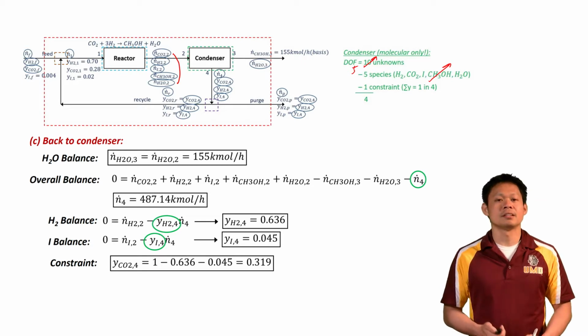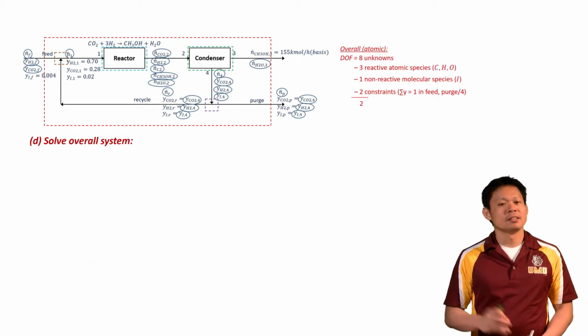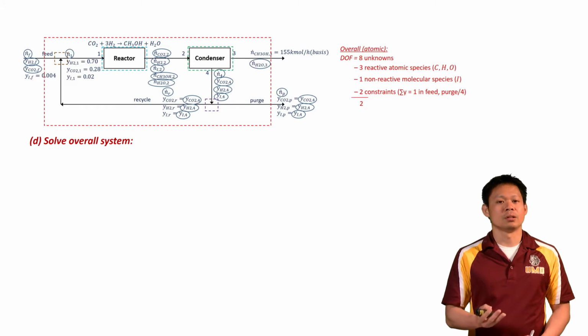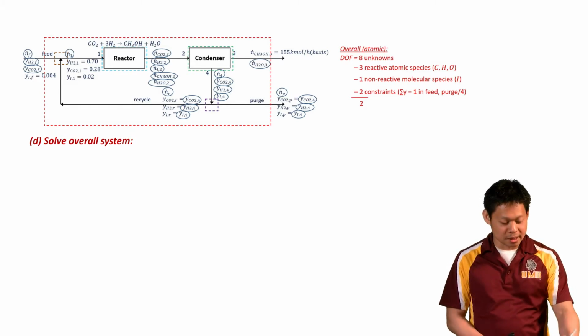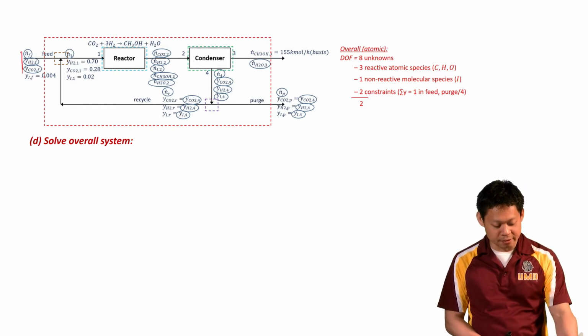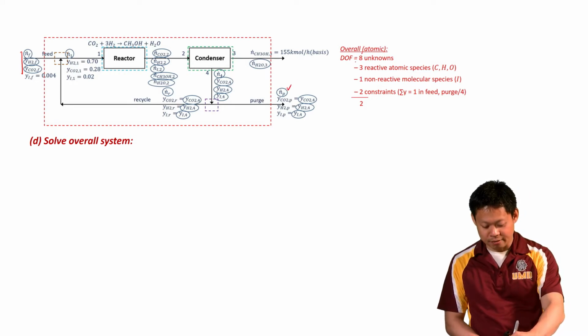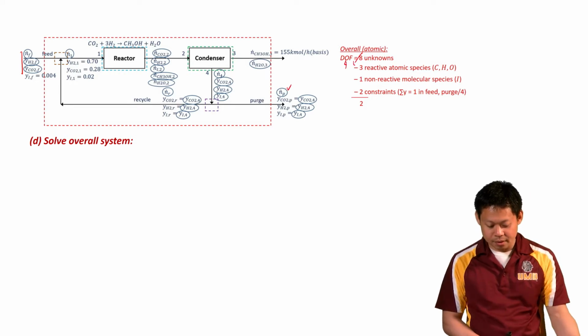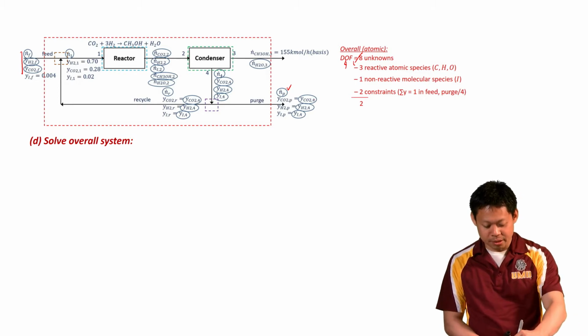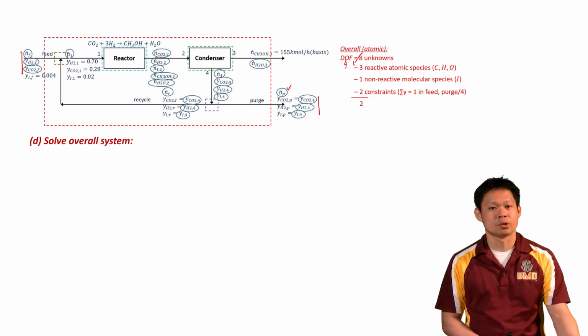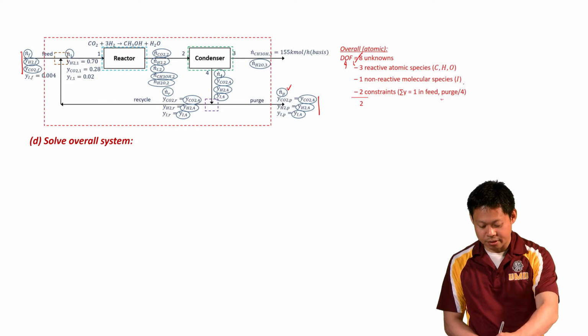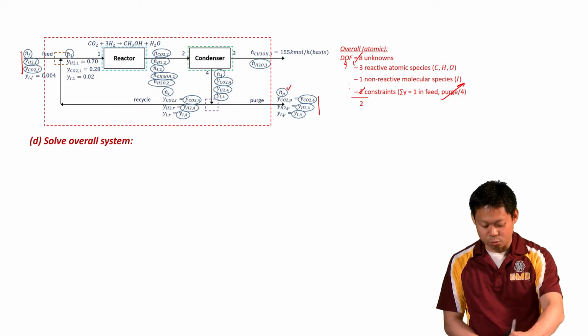Okay, so now the condenser is done. Once the condenser is done, we said the next step is to go to the overall. How many unknowns do we have left in the overall? We have 3 in the feed. We have 1 in the purge. So we actually only have 4 left at this point. We lost the constraint because we already used up the constraint for stream 4. So we actually lost the constraint down here, and this drops down to 1.